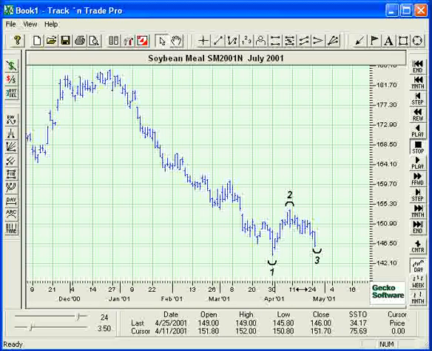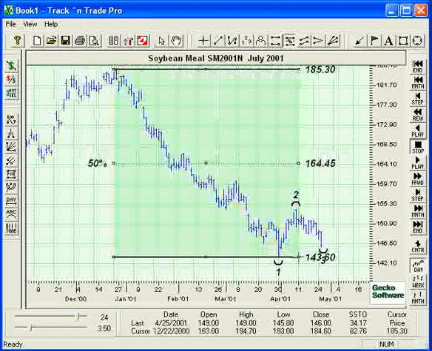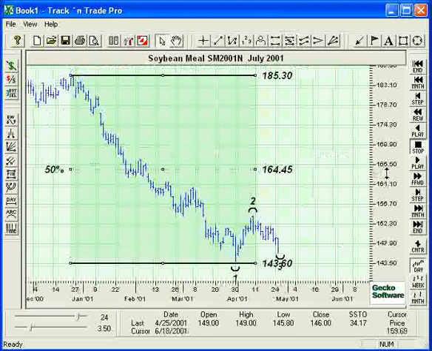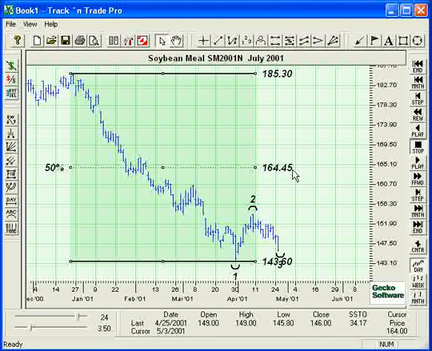We're looking for a 50% retracement off of the last major move. So on this move, we would be looking for the market to retrace and come back to the 164.45 area. With this software, all we have to do is advance the market, and you can watch as this number 2 point is broken. And of course a chartist would place an order to buy on a break above the number 2 point, because that is a confirmation that the market has retraced and is going the other direction.